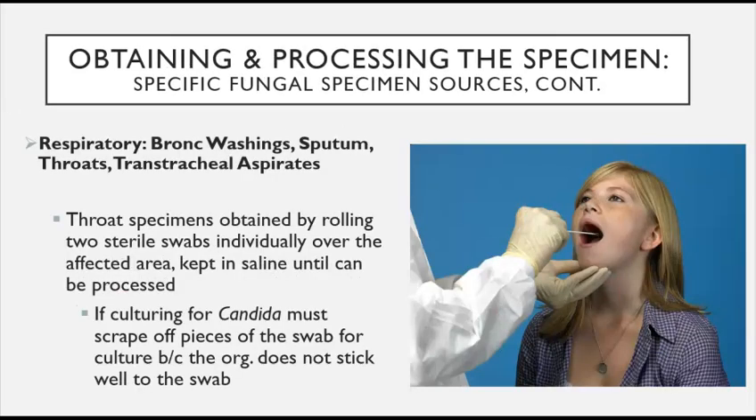For general respiratory throat specimens for fungal culture, throat specimens are obtained by rolling two sterile swabs individually over an affected area. Swabs can be kept in saline until processed.